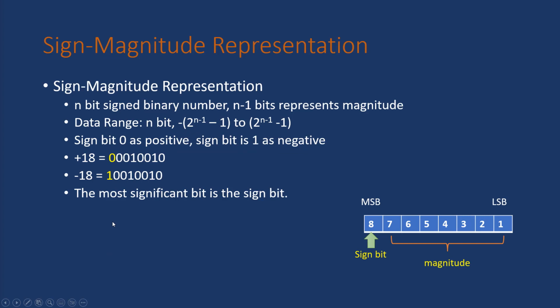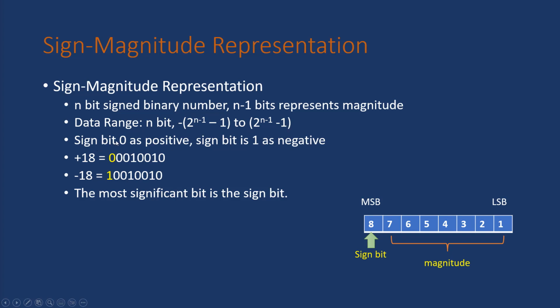Second, let's look at signed magnitude representation. For example, there is an n-bit signed binary number. We are going to have n minus 1 bits represent the magnitude. Here in the chart, for example, we have 8 bits and 7 bits are going to be used for magnitude. The most significant bit is going to be used as the sign bit. So the data range is going to be from minus (2 to the power n minus 1, minus 1) to 2 to the power n minus 1, minus 1.